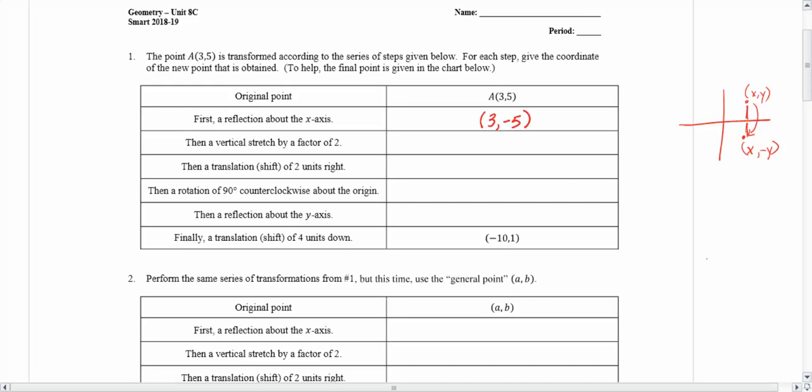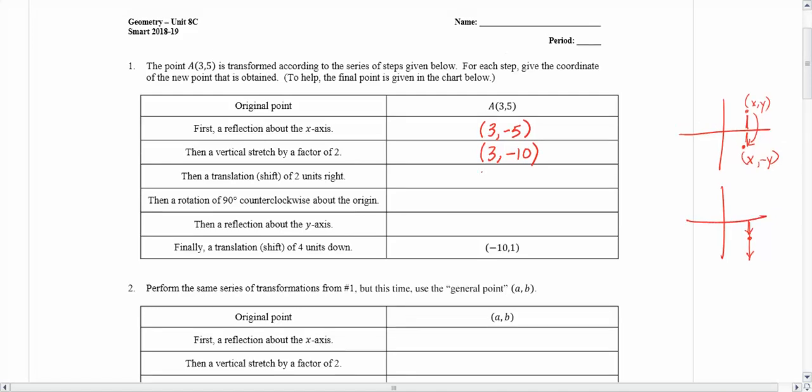Okay, then we want to stretch vertically by a factor of 2. When you stretch something vertically, you take your point and stretch it out so it's twice as far. So that means the y value gets doubled. So this is going to become 3, negative 10. Then we're going to move it 2 units to the right. Moving 2 units to the right means the x increases by 2. So we're going to get 5, negative 10.